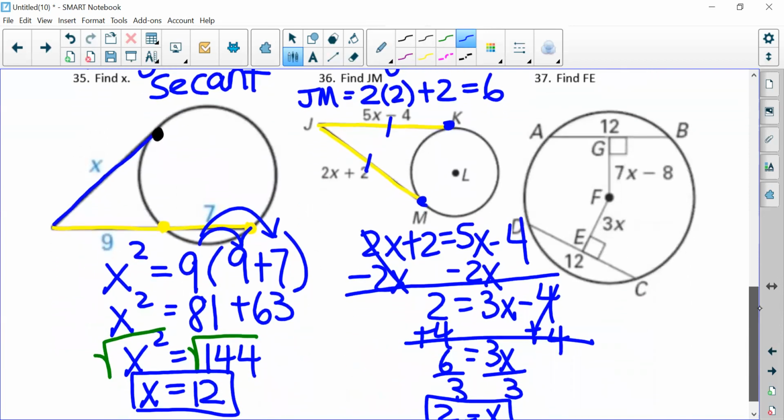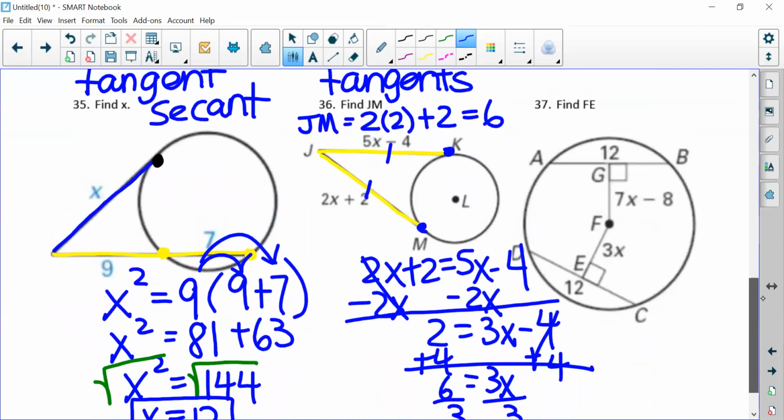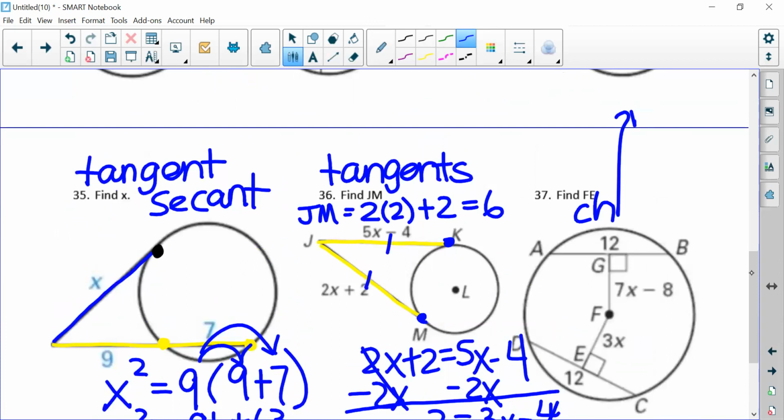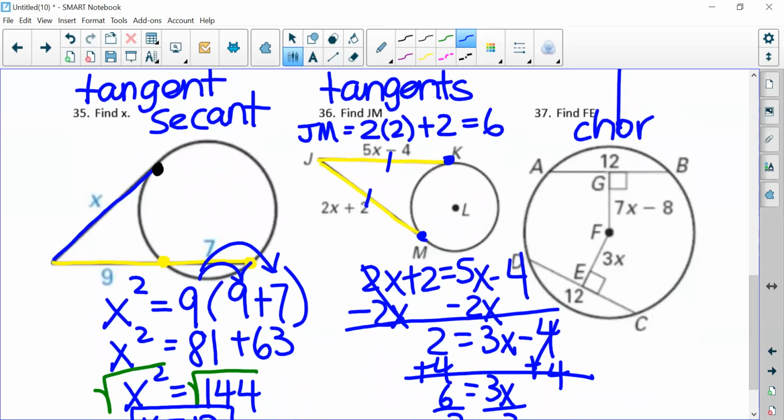All right, number 37, okay? That is our very last one, okay? We have two chords. And by definition, the distance from two congruent chords is exactly the same distance from the center to a point on the chord, okay? Which tells us that GF and EF are congruent.